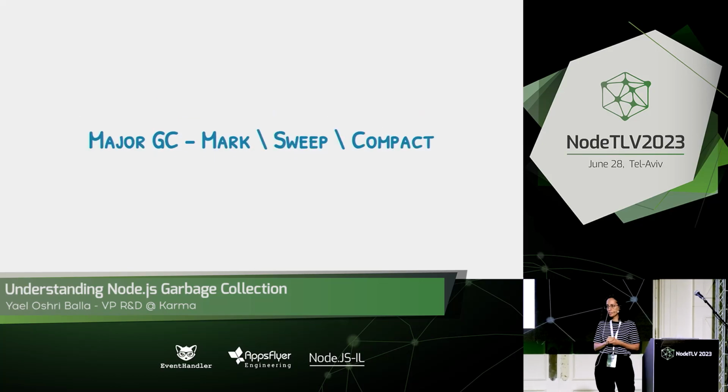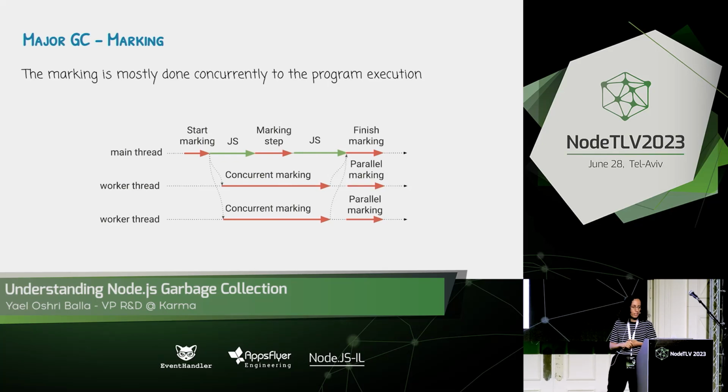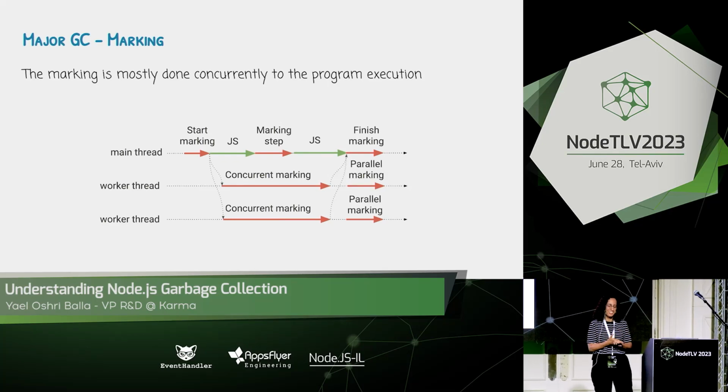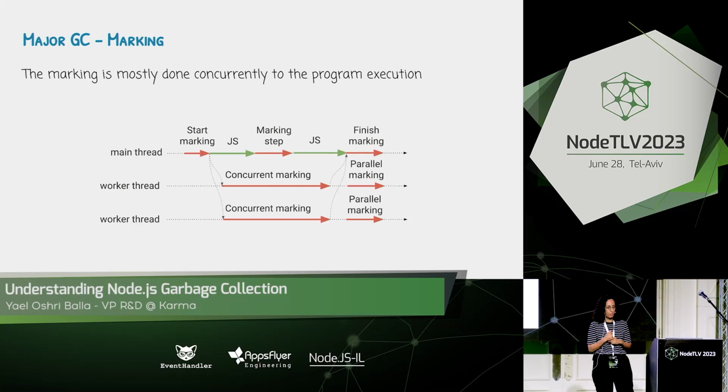Now let's look at the major GC. The major GC is using mark-sweep-compact. What is marking? Marking is the same thing that I showed earlier, the tricolor marking. And marking is done concurrently to the program execution.